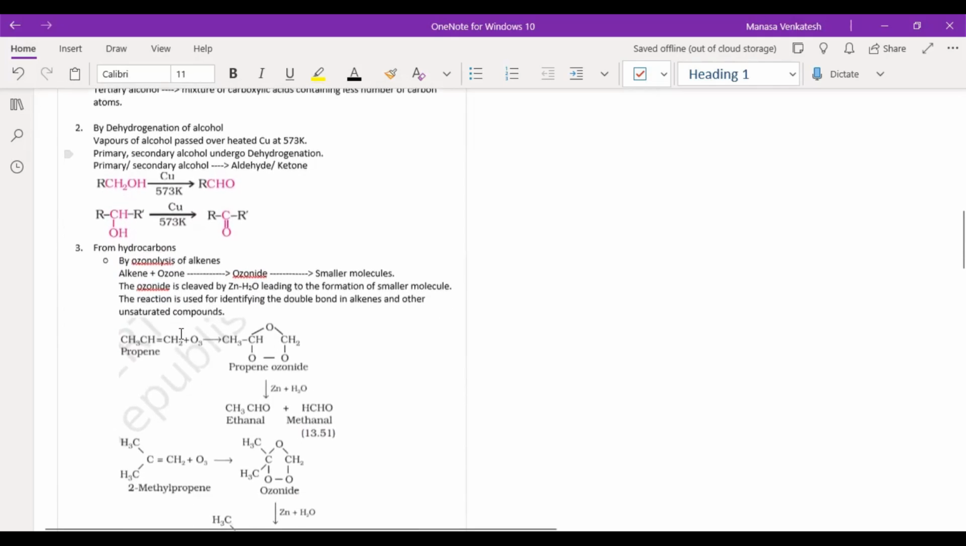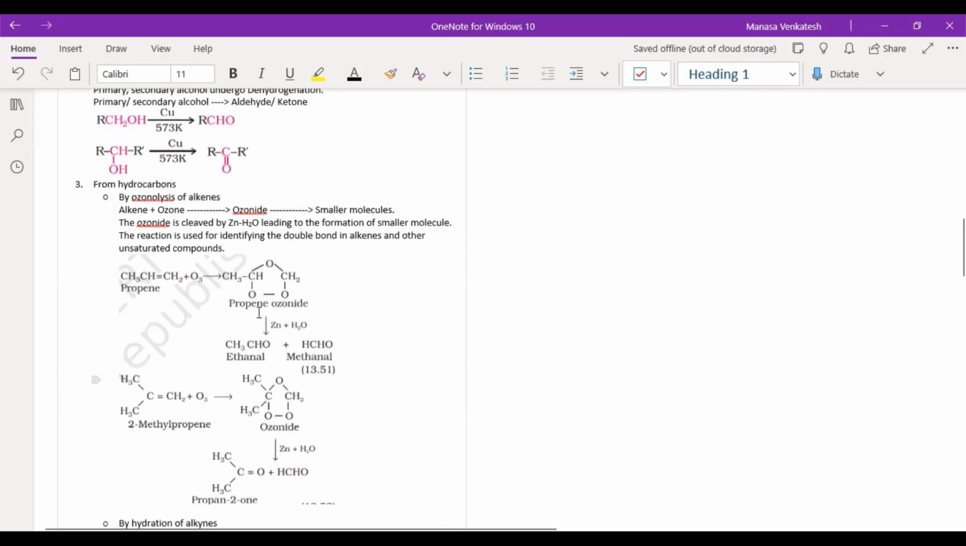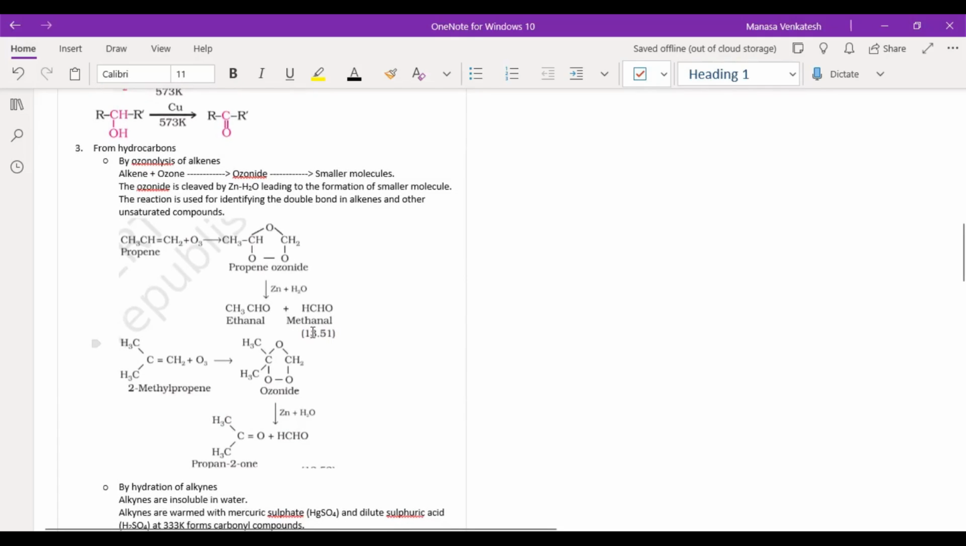Next is from hydrocarbons. The first one is by ozonolysis of alkenes. Now, this reaction is something you've learned in grade 11. So we have an alkene. It is going to undergo reaction with ozone to form ozonide. This ozonide is going to break to give us smaller molecules. And this particular compound is cleaved by using Zn in H2O. And this reaction is actually also used for identification of double bonds, and the products formed are aldehydes and ketones. That's basically carbonyl compounds based on the kind of reactants which are being used.